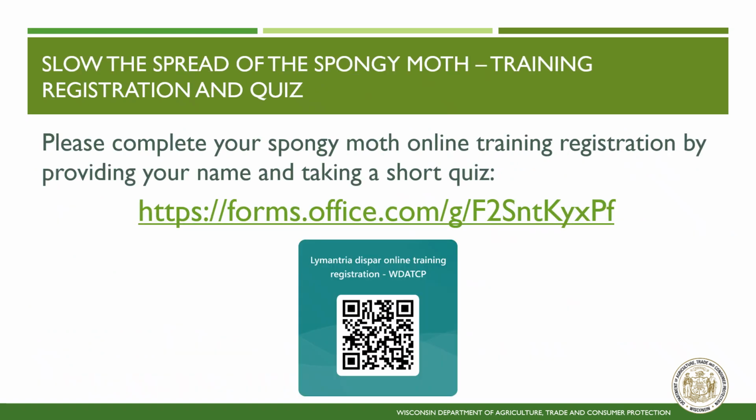Since the presentation is being given virtually, please open your browser once you are finished watching this video and navigate to the URL on the slide or scan the QR code. Enter your contact info and complete the short quiz to verify that you have completed spongy moth identification training. Within 2 weeks of completing the online quiz, you'll receive a certified spongy moth ID training card and ID number via mail or email, along with an inspection statement that can be copied for your use.